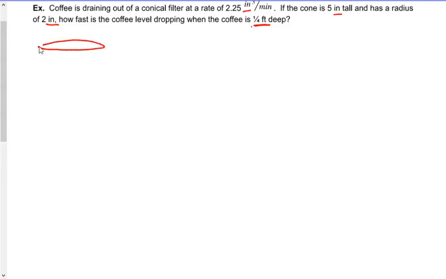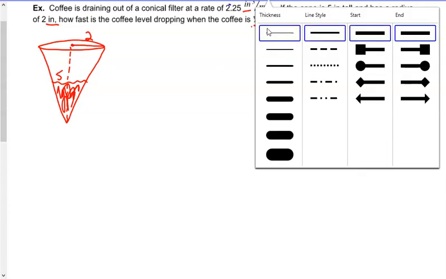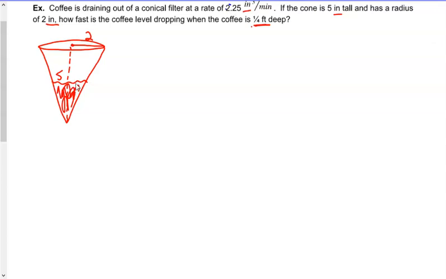All right, so here's our conical shaped filter that has a radius of 2 and a height of 5. Okay, it's filled to a certain level with coffee. Now I want you to make sure you see this with the level of coffee. I don't know exactly where it is, okay? But if I just symbolize it here, at this point there's a certain radius, and at this point I have a certain height as well.